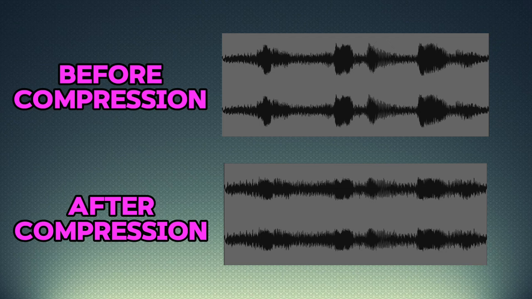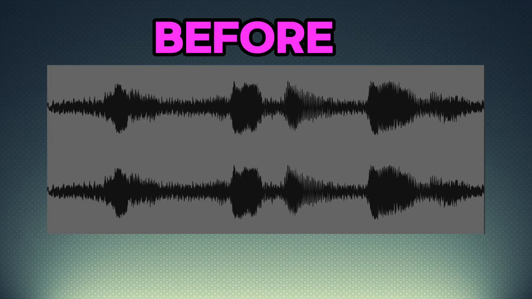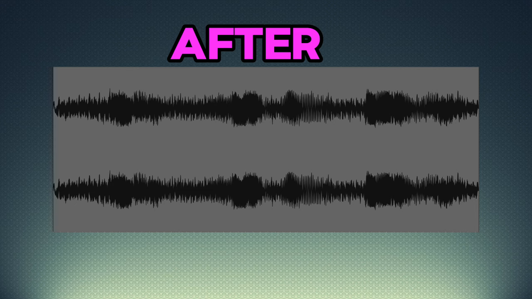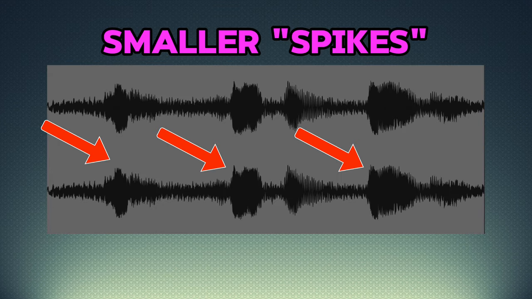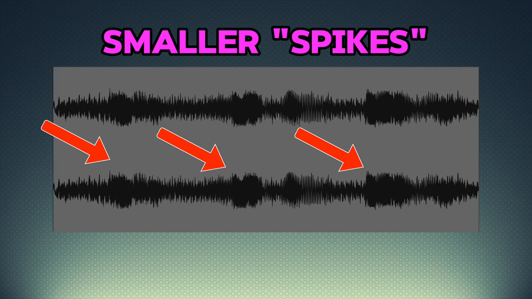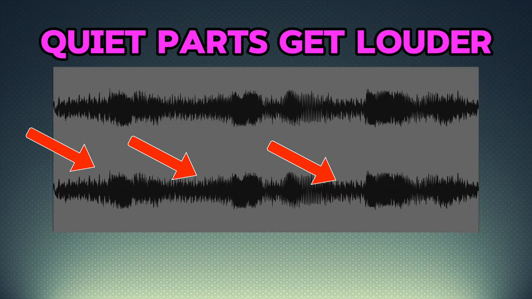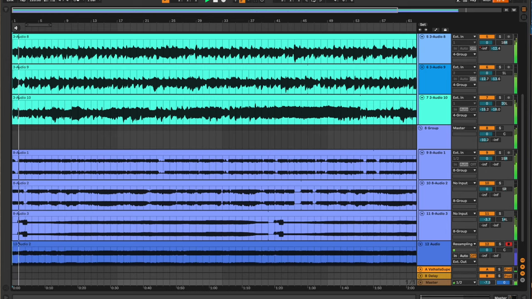Compression reduces the volume of the loudest parts of a signal, so that the difference between those loud parts and the quiet parts become closer together. What this means in practice is that compared to the original signal, the spikes will get smaller, so they won't sound as loud, and the quieter parts will sound louder. Now, the kind of situations where this will be helpful is if you have one or more tracks in your song where it can be heard over the other tracks sometimes, but other times it feels too quiet because of the difference in volume across that track.